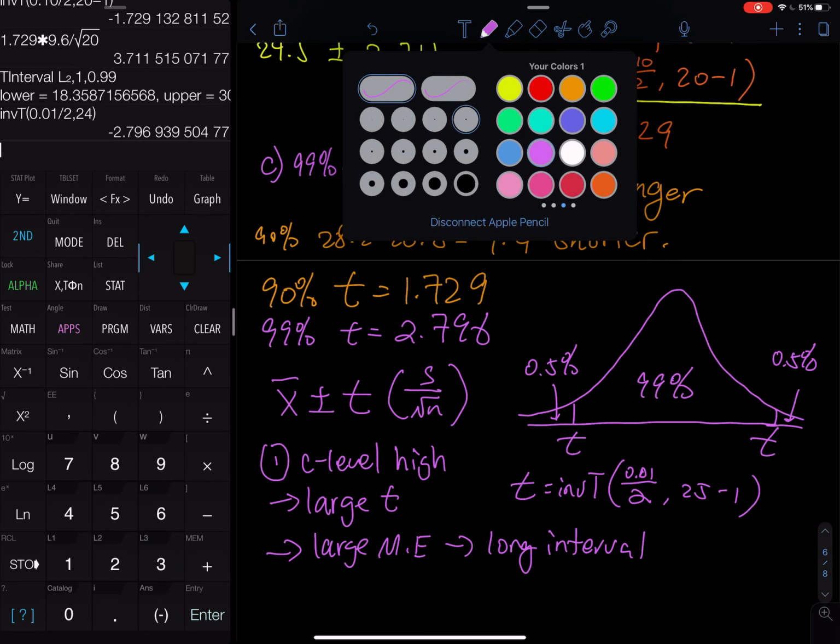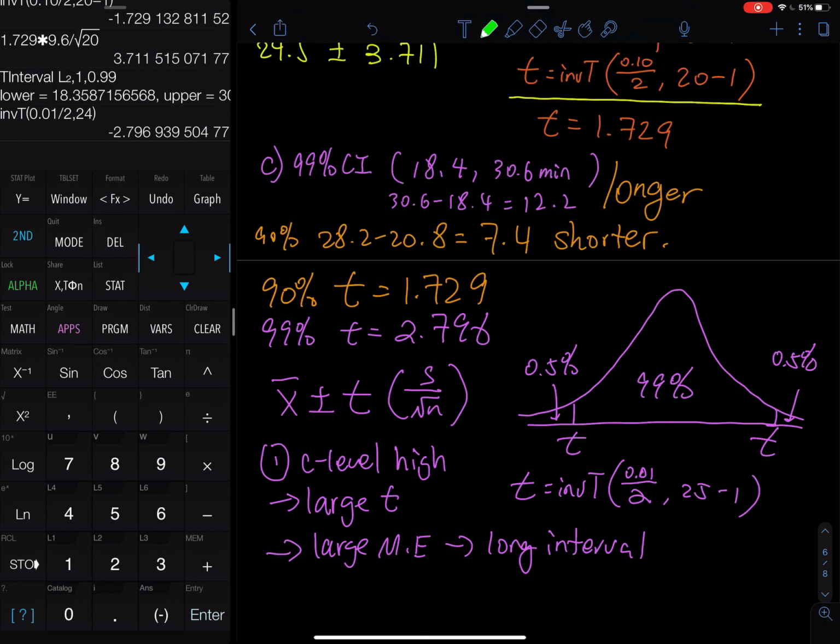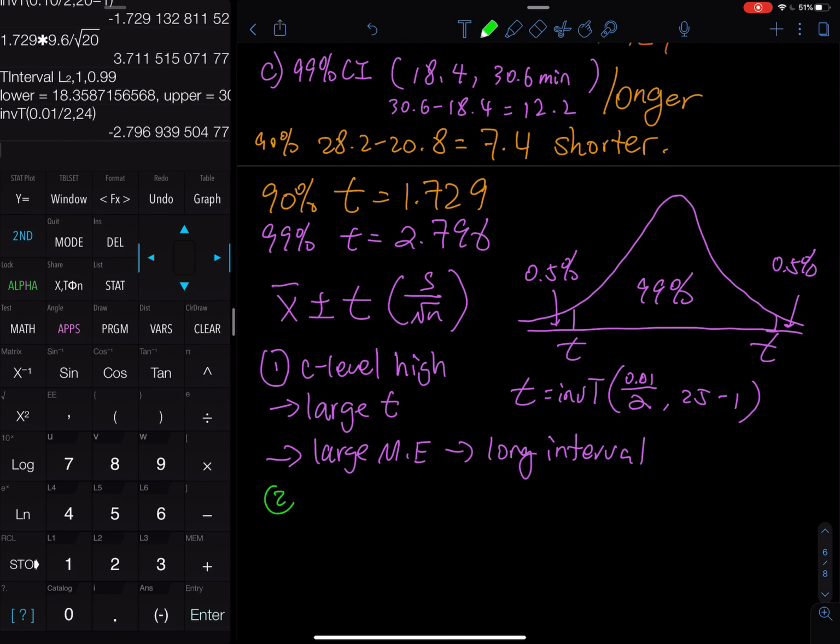And then number 2, the second conclusion: if the C level is low, so low confidence level, then that gives you a smaller t. And also that gives you a small margin of error, and then that gives you a short interval.